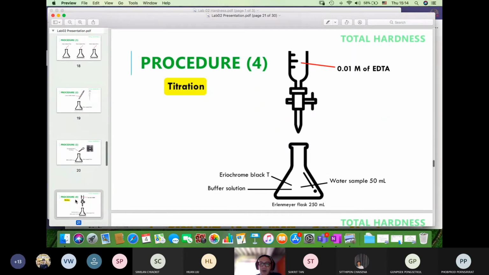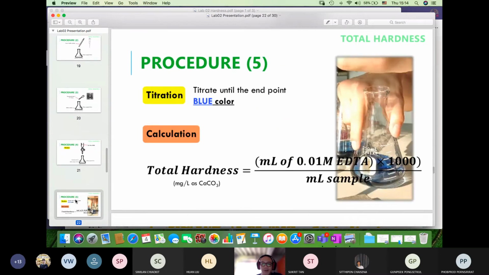Okay, so there are some procedures. These presentations, I haven't put them in the files, so I'll put them up later. Here you can find that once you add the Eriochrome Black T as the indicator, it should turn from purple to blue. But if it's already blue, it means that there is no hardness.